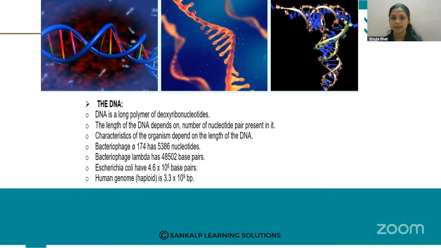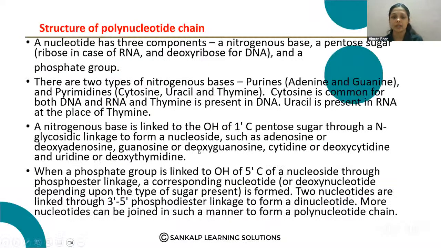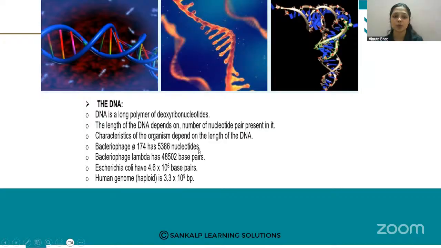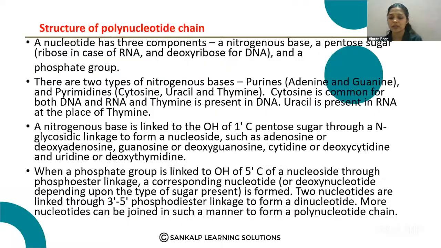Then let us see the structure of the polynucleotide chain. Here we use the word polymer of deoxynucleotides, right? What is the meaning of nucleotide and polynucleotide? Let us study that. A nucleotide has 3 components. Nucleotide is present in the DNA.